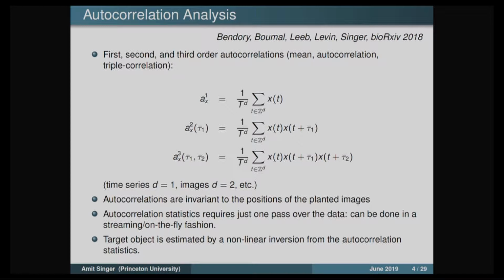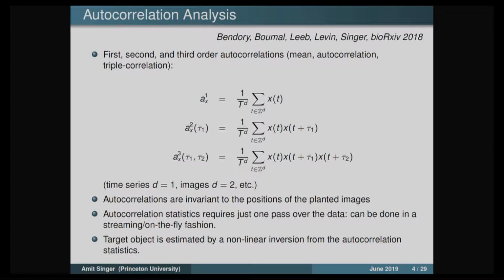And it all works well because these autocorrelations are invariant to the actual positioning. That's the trick. And there is another advantage of using autocorrelation analysis: it requires just one pass over the data.